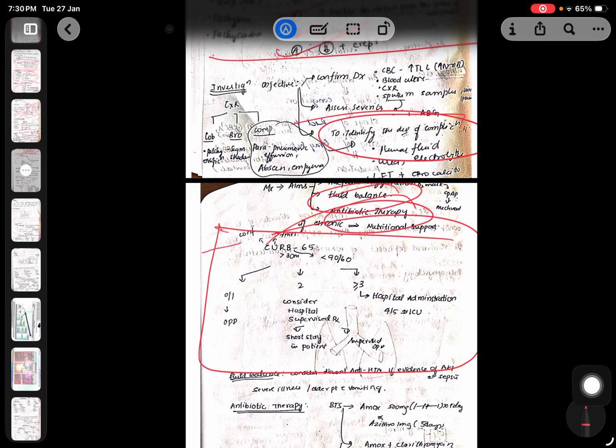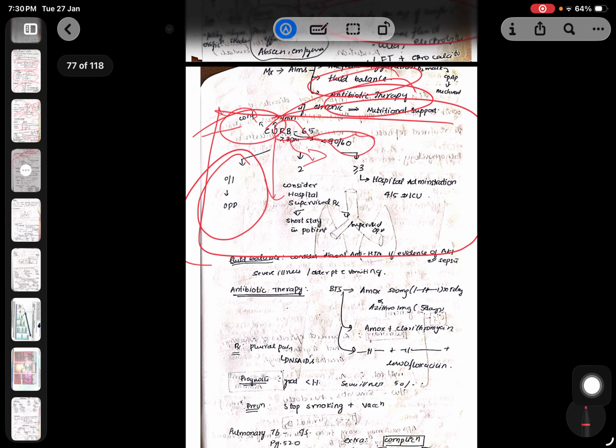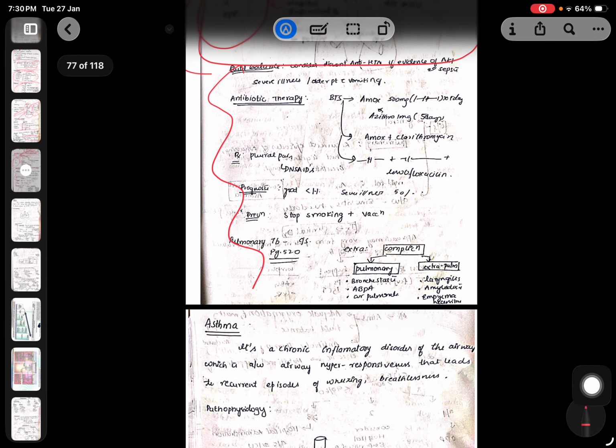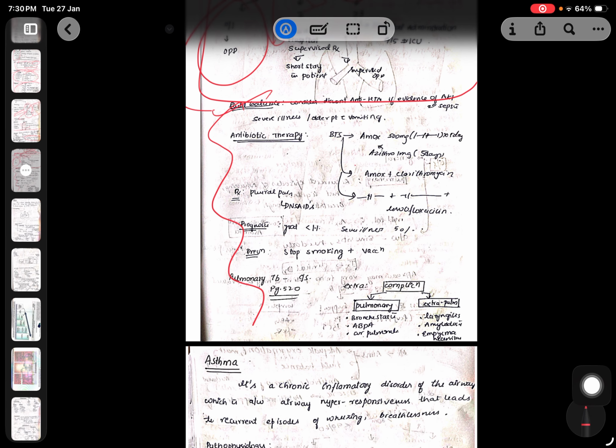CURB-65 itself alone is a standalone 3 marker, or you have to mention it. So what does C stand for? C stands for confusion. This is the first thing which people will forget. All will write about urea and breath rate, then respiratory rate, and BP also, something which you get confused with, but 65 is age. So if the score is one, you go for OPD management. If it's two, consider hospital supervised management. For 3, obviously you'll admit into hospital. But for 4 to 5, you have to admit into ICU. These are the investigation names which I talked about. Obviously I have to talk about fluid balance, then antibiotic therapy. Make sure you write according to the British Thoracic Society. Either go with this.